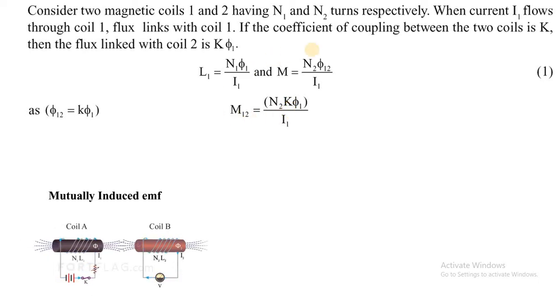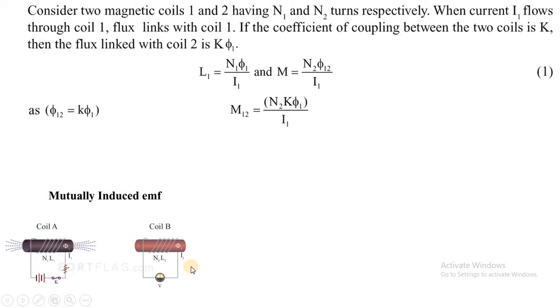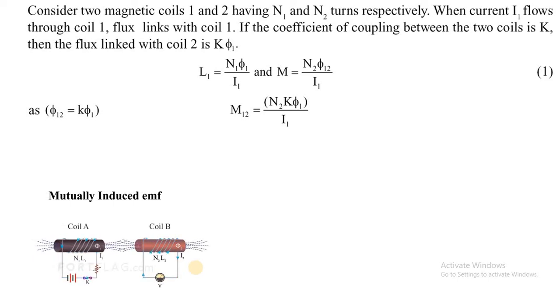So the mutual inductance of coil 2 is denoted by the term M12. When coil 1 is taking current and coil 2 is going to cut or link the flux phi 1, then the induced EMF in coil 2 is called the mutual induced EMF, and the inductance offered by coil 2 is called the mutual inductance. So it is denoted by the term M12.